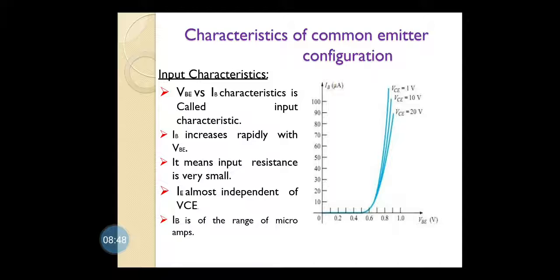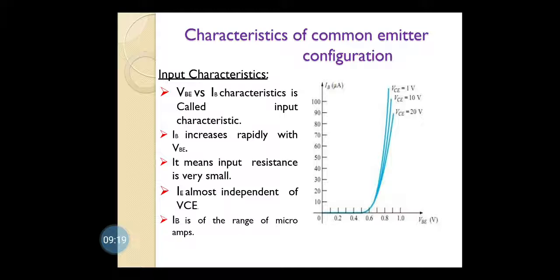But if instead of 1 volt I keep the output voltage at 10 volts, and then go on changing the input voltage and input current, you can see the second graph. That graph is shifted, for VCE equal to 10 volts. But if I change it to 20 volts, again the graph will change. So this is the input characteristic of your common emitter transistor configuration.